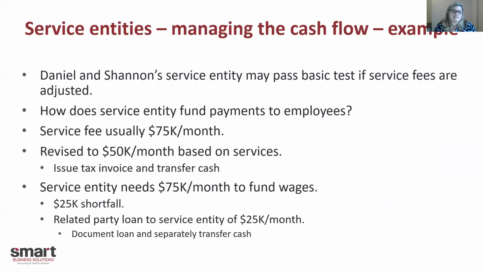So how does the service entity fund payments to the employees? Let's just say the service fee is usually $75,000 a month. And that's required to keep the clinic open, to keep the equipment, the leasing, all of those different parts that you've got in your business operations. We've revised that down to $50,000 based on the reduced income of the practitioner. They're not going to need the services as much. However, the trust still needs $75,000 to fund wages and everything else that goes on.